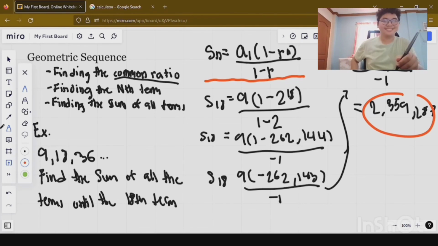Nice. It's as easy as that really for the sequences, and that's about it. We discussed the geometric sequence, finding the common ratio, finding the next term, finding the nth term, and finding the sum of all terms.